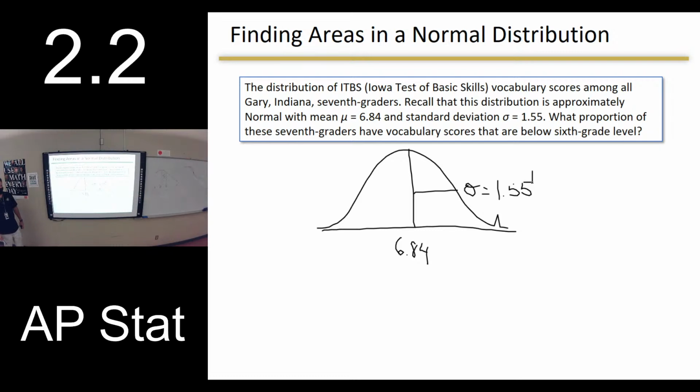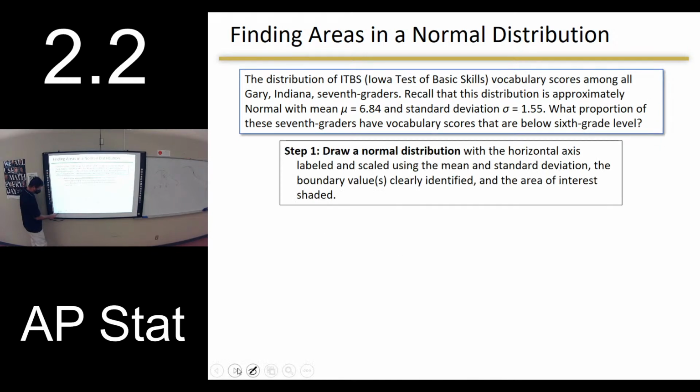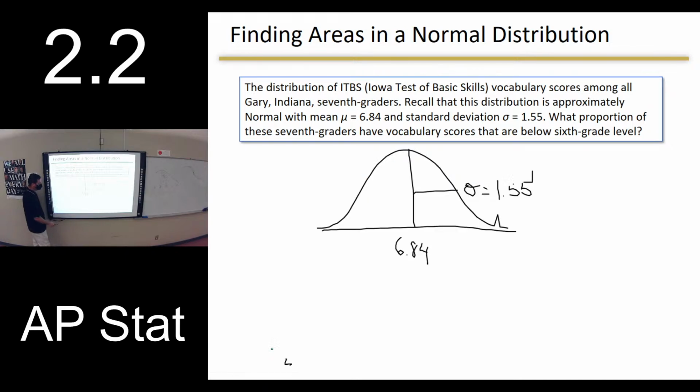What proportion of the 7th graders have a vocabulary score that is below 6th grade level? So this is what I'm going to do from here. Let's turn the pencil to green. Here's 6.41, that's 5, so 6 is going to be somewhere in here. You don't have to even be close. It doesn't really matter.